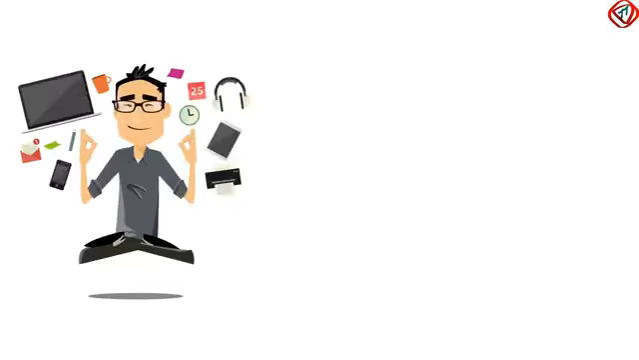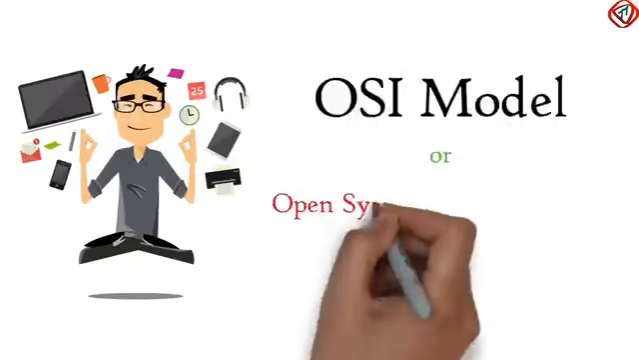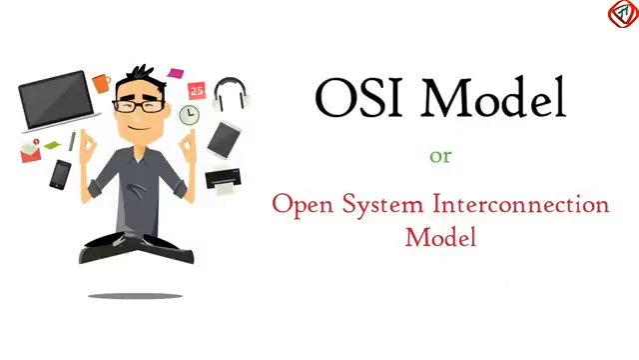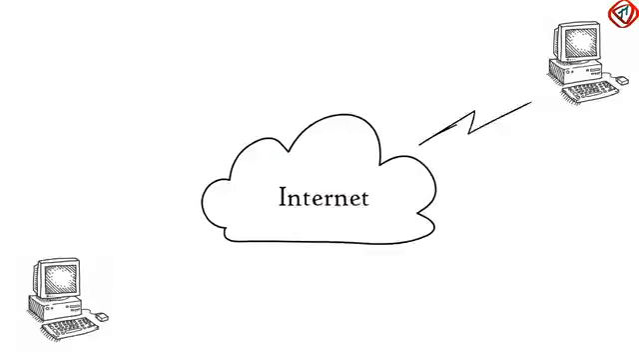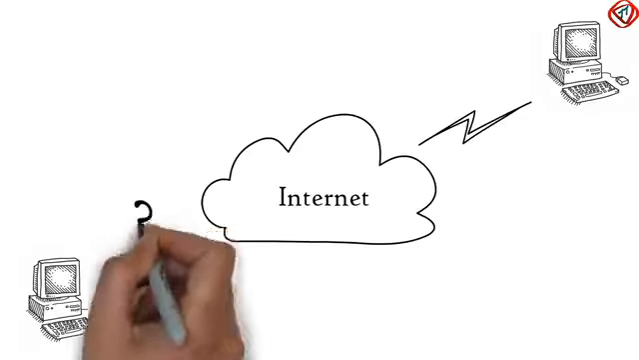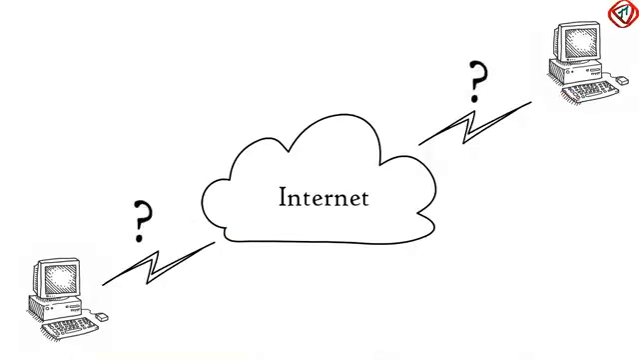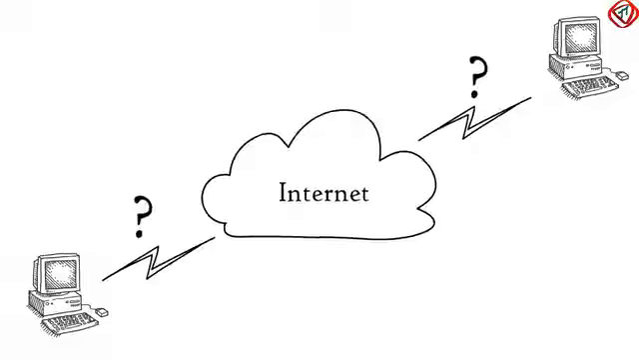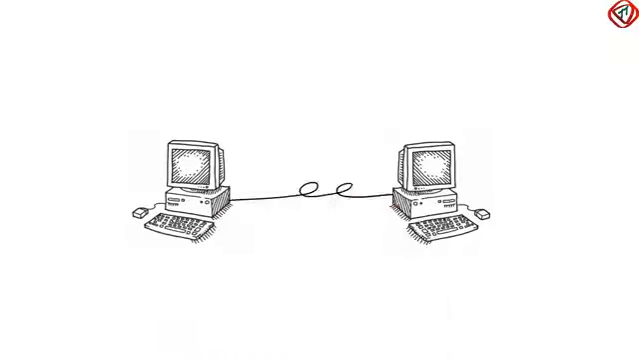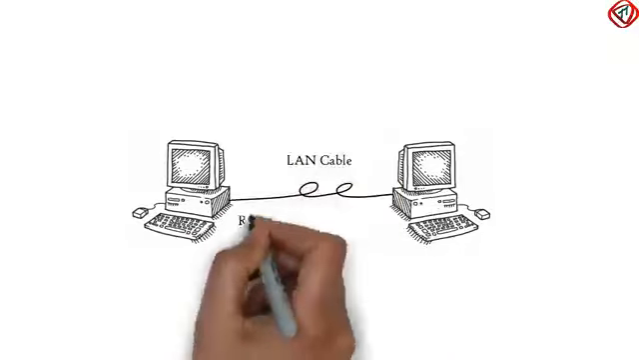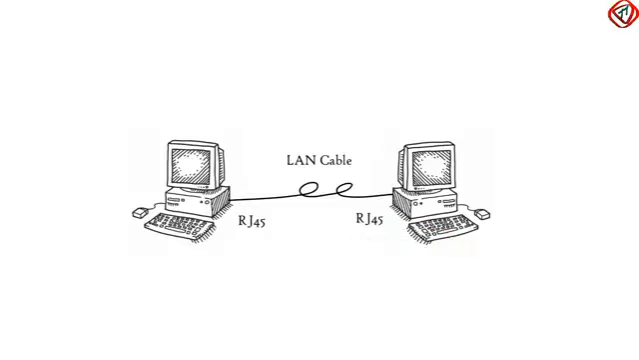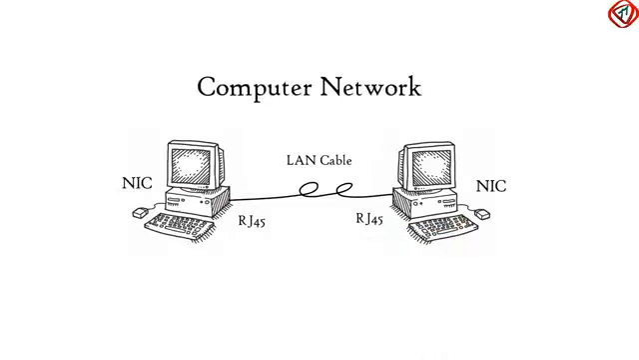Today we are going to learn about the OSI model, or Open System Interconnection model. So let's start. The OSI model defines and is used to understand how data is transferred from one computer to another in a computer network. In the most basic form, two computers connected to each other with LAN cable and connectors, sharing data with the help of network interface cards, forms a network.